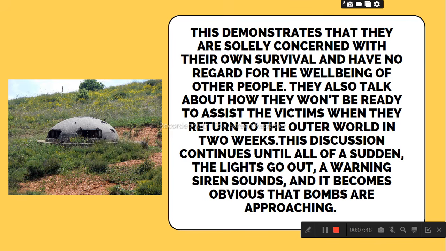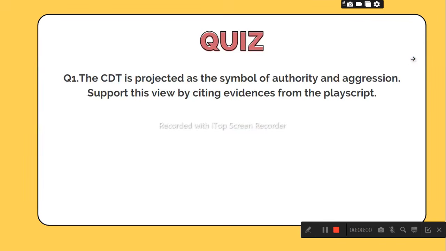This discussion continues until all of a sudden the lights go out. A warning siren sounds and it becomes obvious that bombs are approaching. Quiz of Scene 4. The CDT is projected as the symbol of authority and aggression. Support this view by citing evidence from the play script. You may answer the question in the comment box.